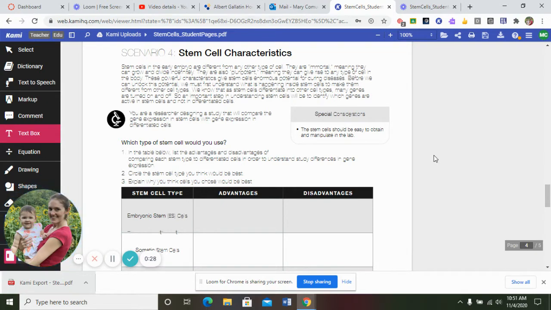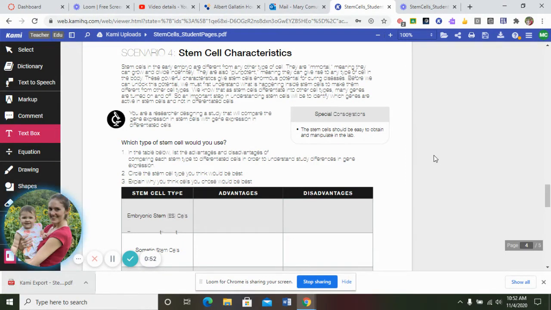Before we can unlock the potential, we must first understand what is happening inside stem cells to make them different from the other cells. We know that as stem cells differentiate into other cell types, many genes are turned on and off. So, an important step in understanding stem cells will be to identify which genes are active in a stem cell and which are not in differentiated cells.